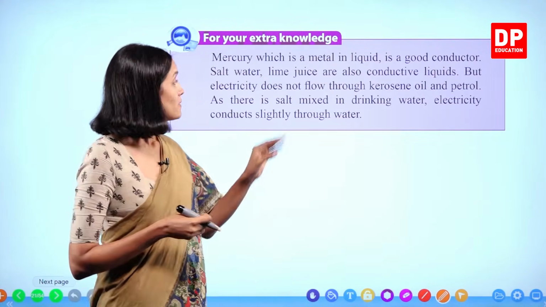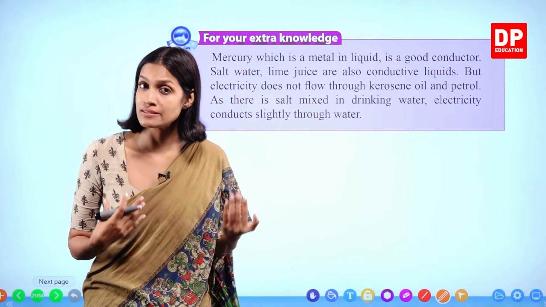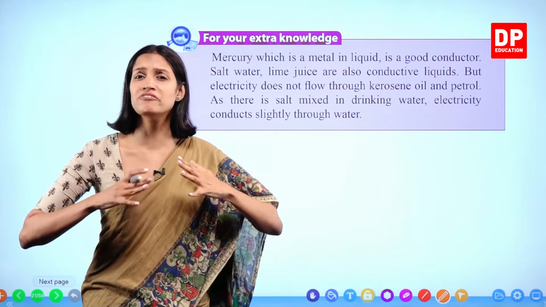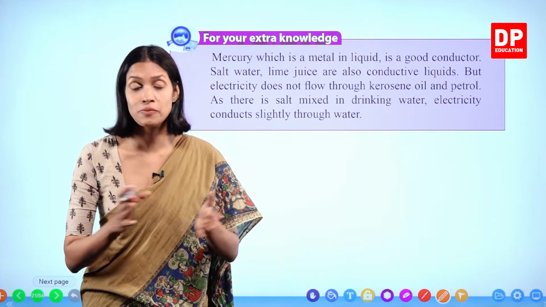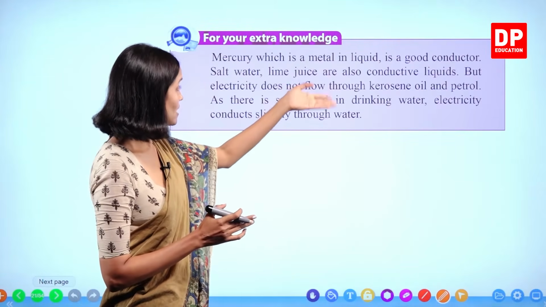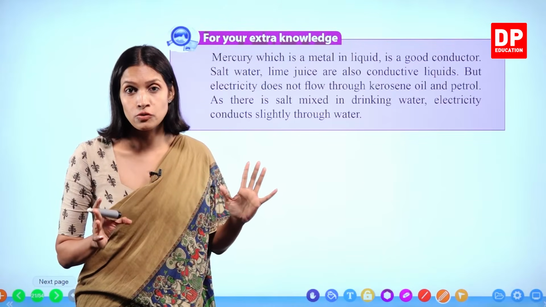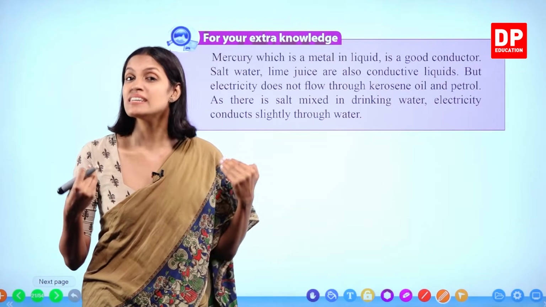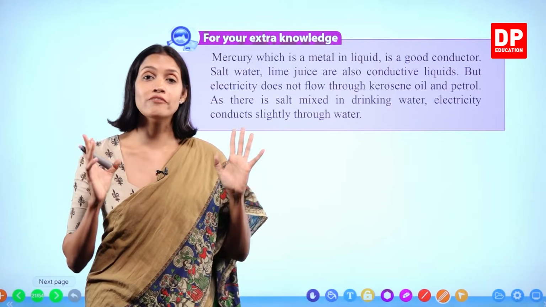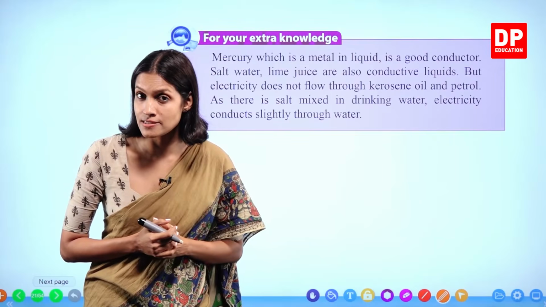Right, children? This is why, when you handle these different types of electrical appliances, you have to be very careful. Your hand should be dry, it should not be wet, because water, like drinking water, can conduct electricity. Otherwise you will get electrocuted. If there's a leak, you will get electrocuted. That's why you have to be very careful when you handle most of these electrical appliances.